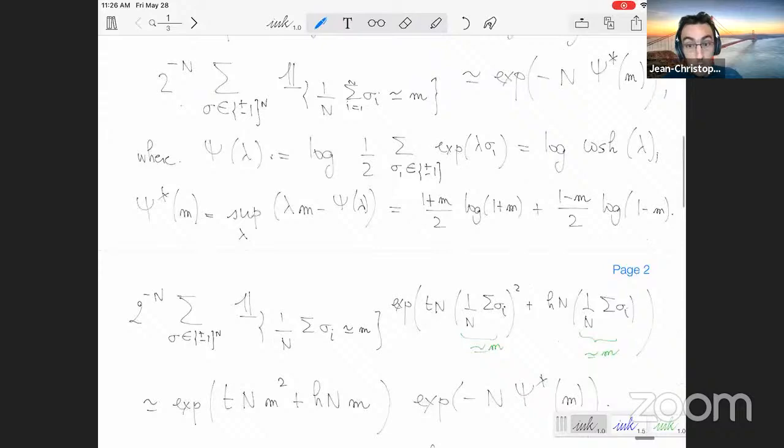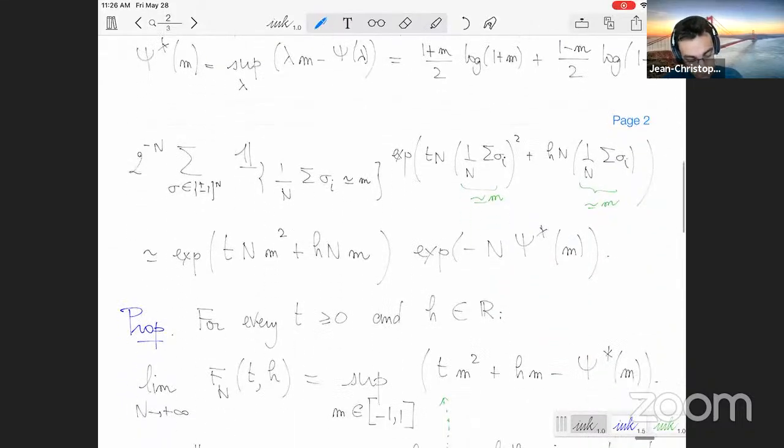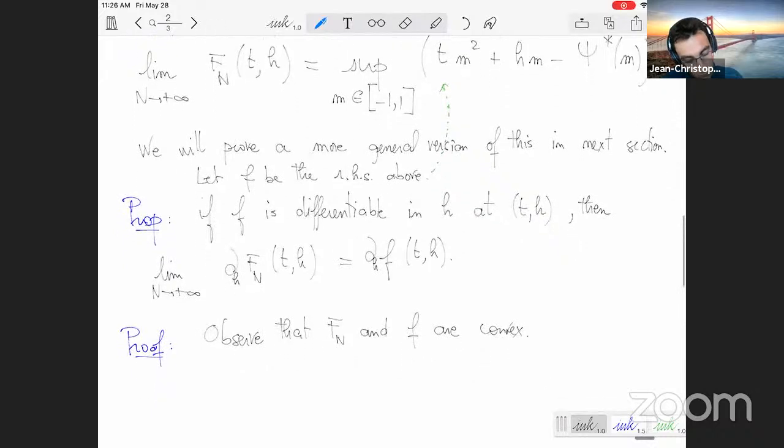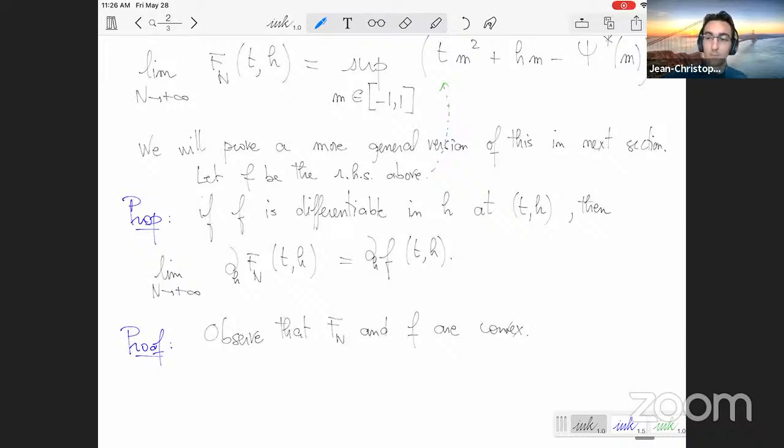So the supremum of convex functions. No, that's not true. So we know in advance that, no, yeah, it is. It's the supremum of affine functions of t and h. So it's also clear from the formula that it's convex.